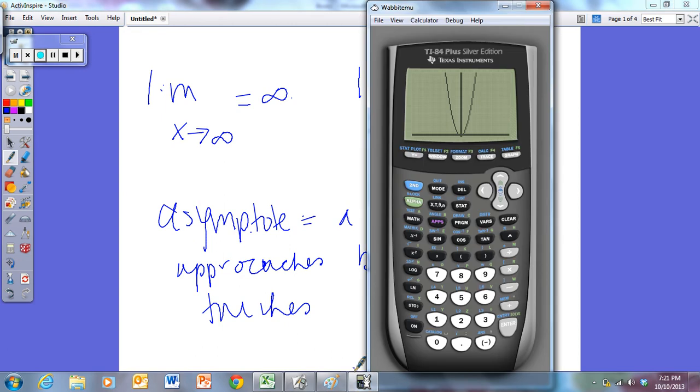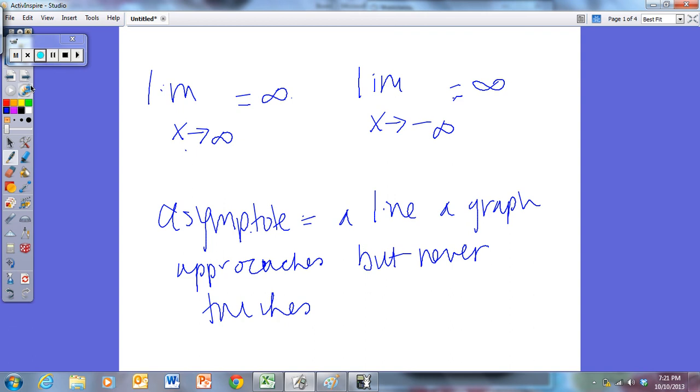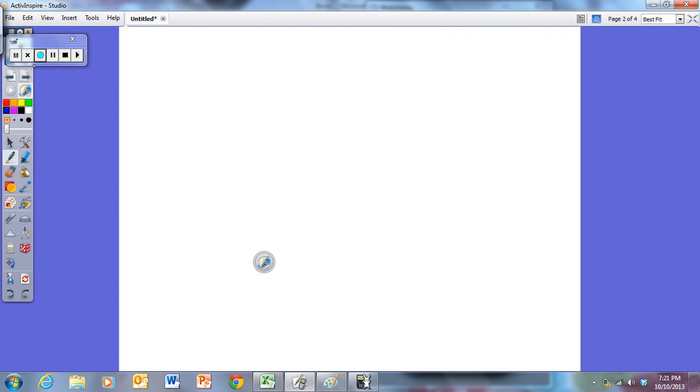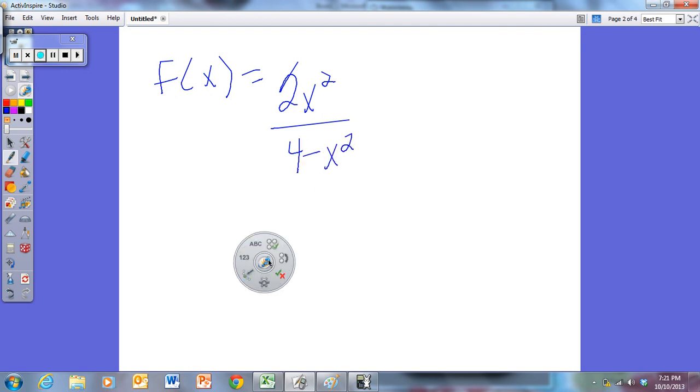So let's do that. Let's talk about the function f of x equals 2x squared over 4 minus x squared. We're going to talk about horizontal and vertical asymptotes. Now it's important to, how do I make this thing go away? Go. It's important to understand that this is vertical and this is horizontal.